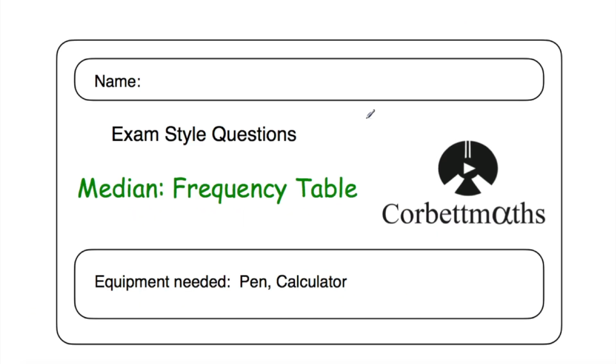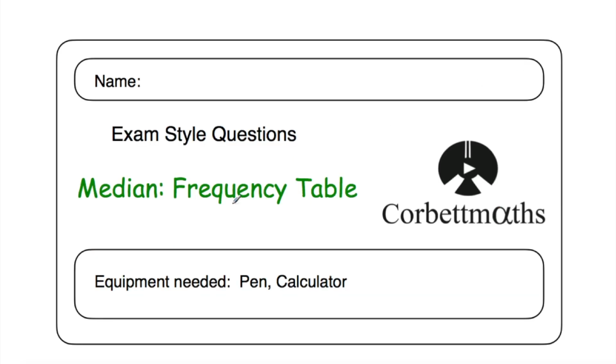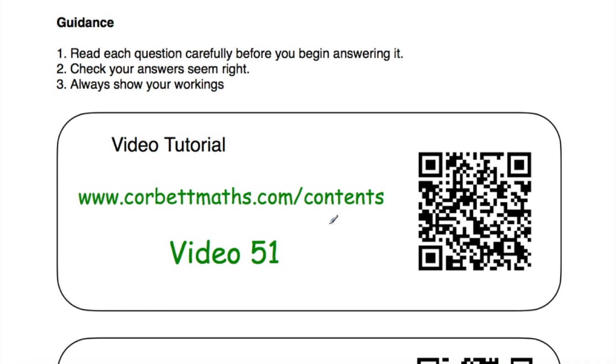And that's it. So in this video, we've looked at the video solutions to the practice questions on the median and finding the median from a frequency table. So those frequency tables that are ungrouped, like so how to find the median, but also how to find the class interval that contains the median for grouped frequency tables as well. If you need extra help on this topic, if you go to Corbettmaths and go to the videos and worksheets section and scroll down to video number 51, that'll be a really useful video tutorial for you.